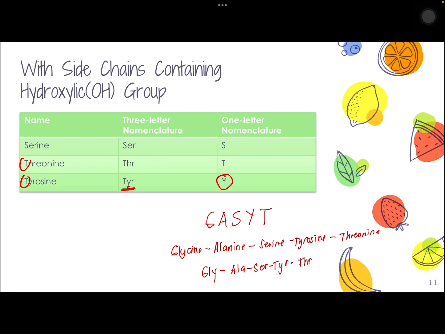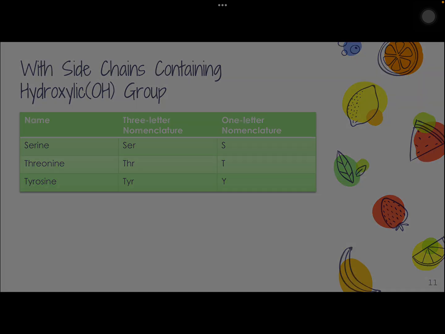If we're going to write the whole names, we should separate them with dashes, and using the three-letter nomenclature, we should also separate them with dashes. But if we're only going to use the one-letter nomenclature, there is no need for a dash. Okay, so that's how you do it.